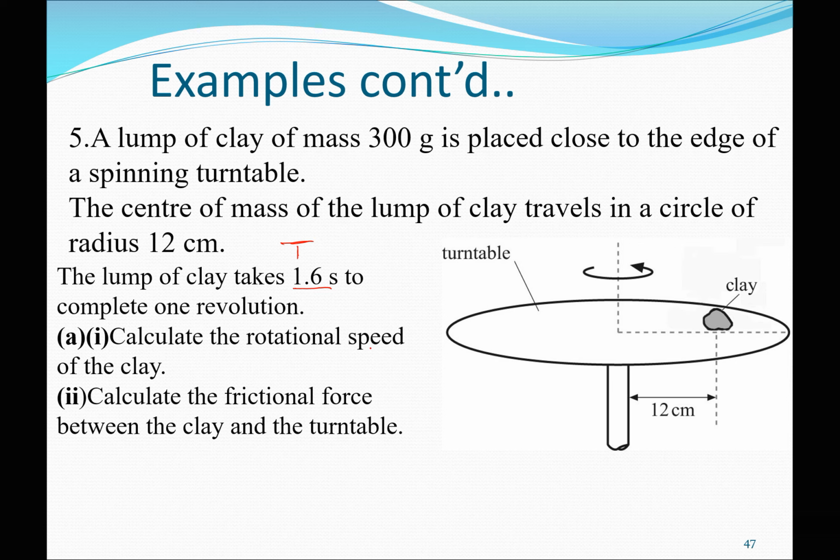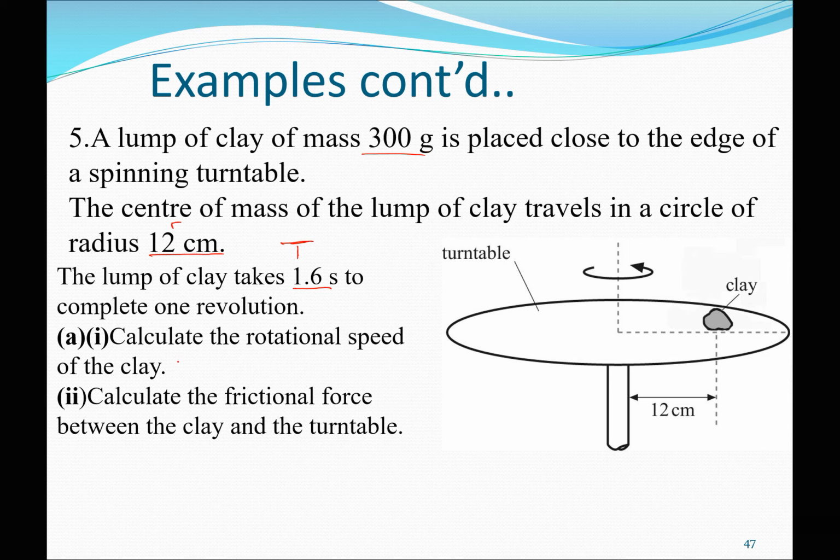Calculate the rotational speed of the clay. So we want to calculate the rotational speed of the clay. The center of mass of the lump of clay travels in a circle of radius R, 12 centimeters. A lump of clay of mass 300 grams.